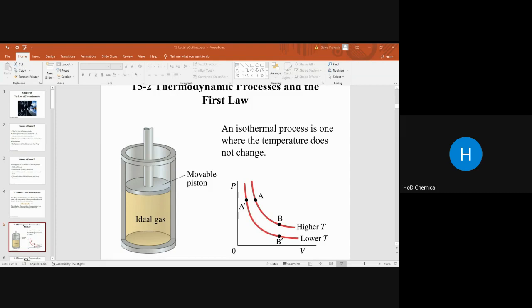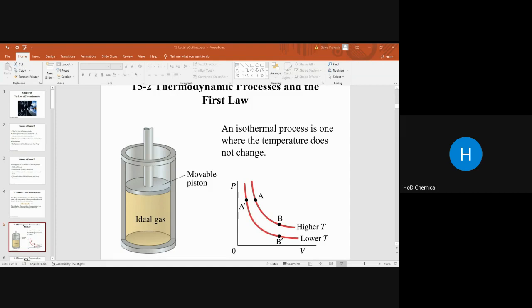Now look at the graph. The x-axis value is V, which means volume, and the y-axis value is P, which means pressure. We consider the isothermal process and the adiabatic process, and also points like A, B, C. A is the starting point and B is the ending point for the isothermal process. Likewise, A is the starting point of the adiabatic process, and C is the ending point of the adiabatic process.